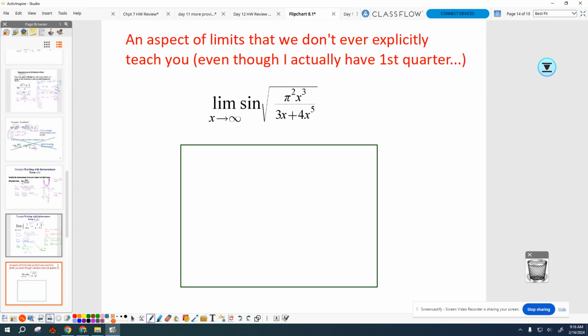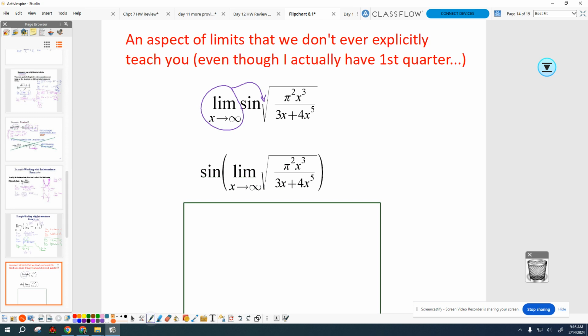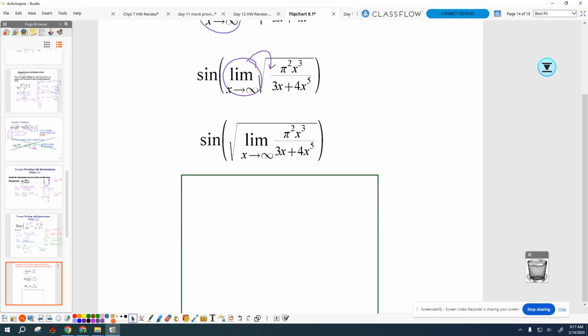There are aspects of limits that we don't ever explicitly teach you, even though we've done some of it in pre-cal, we don't really point it out. I can move this limit into a function if I didn't cross over a place where that variable was. I still haven't crossed a variable, so I am going to move this inside the square root as well. So I can move limits inside and outside of functions as long as I'm not crossing over where an x is, right? So now there's x's, can't do anything, but look at this.